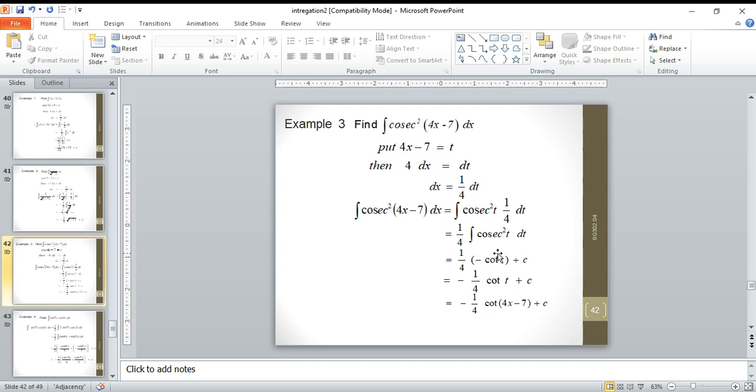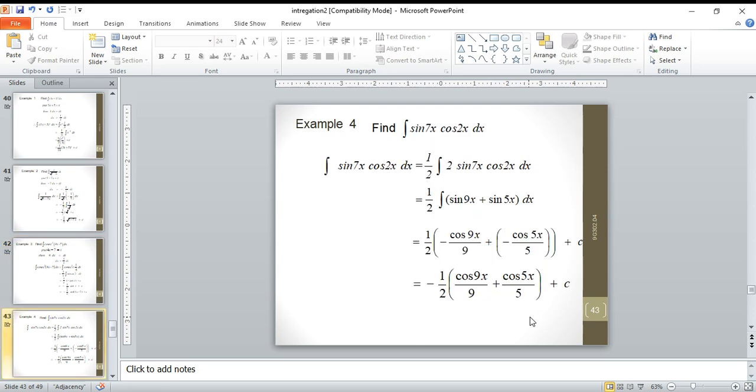So the integral of cosecant square is minus cot, so we get minus 1 by 4 into cot t plus c. Here t equals 4x minus 7, so minus 1 by 4 into cot of 4x minus 7 plus c. And for example 4, find integration of sin 7x into cos 2x dx.